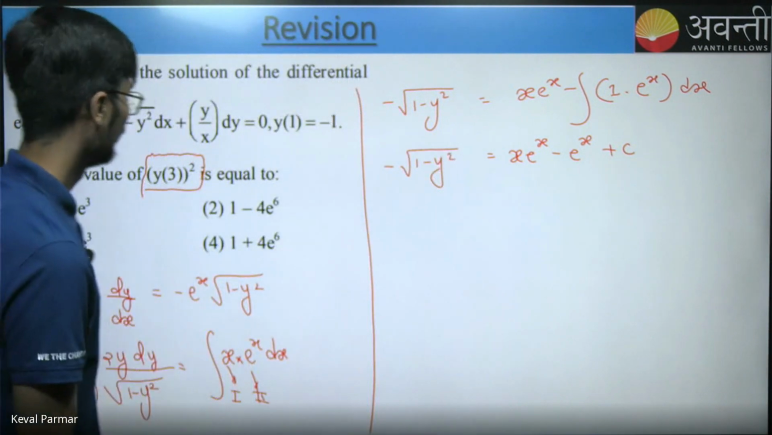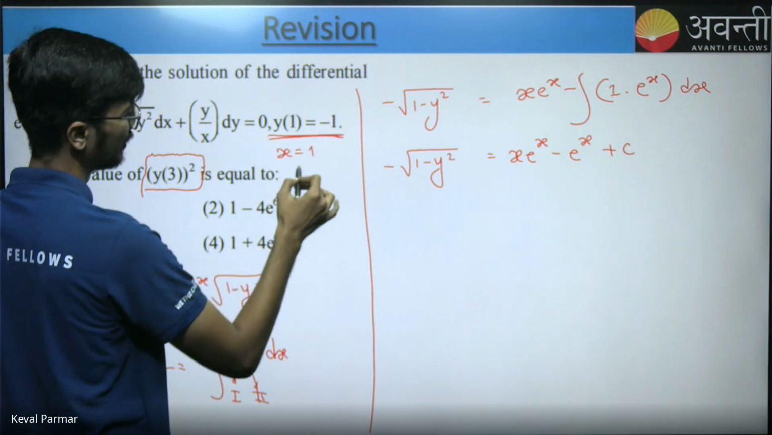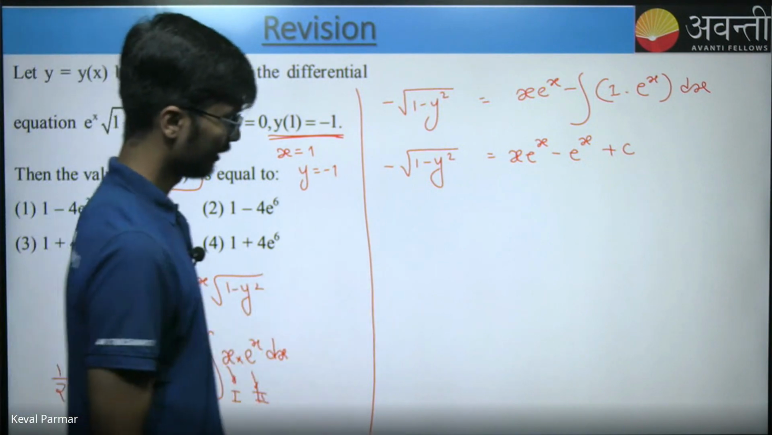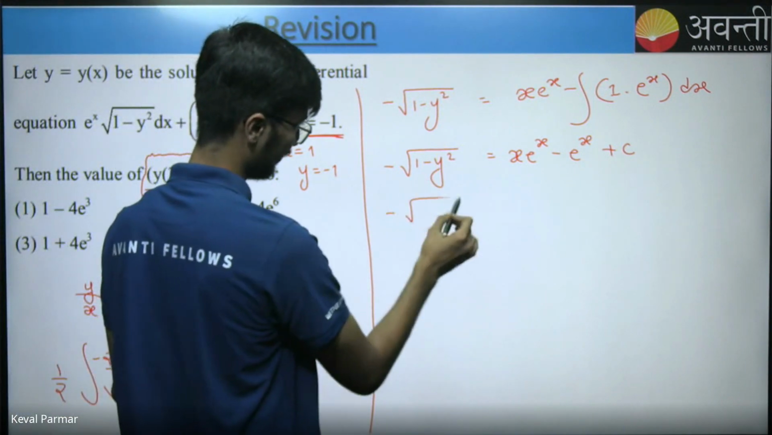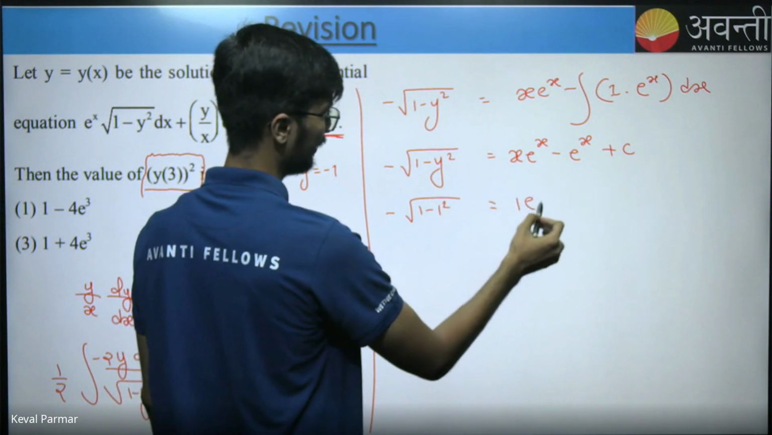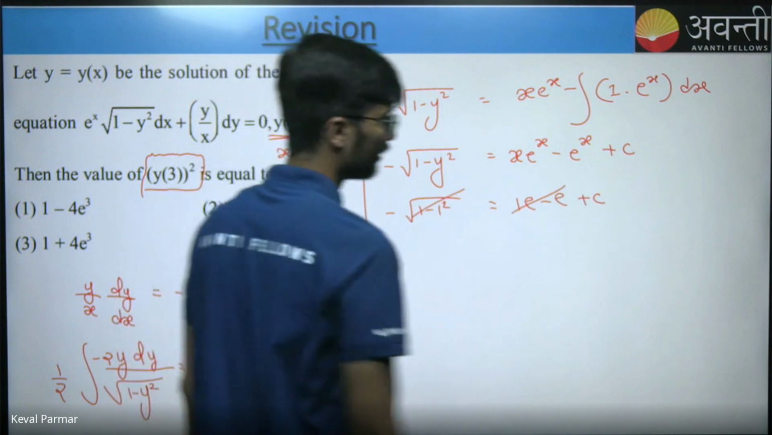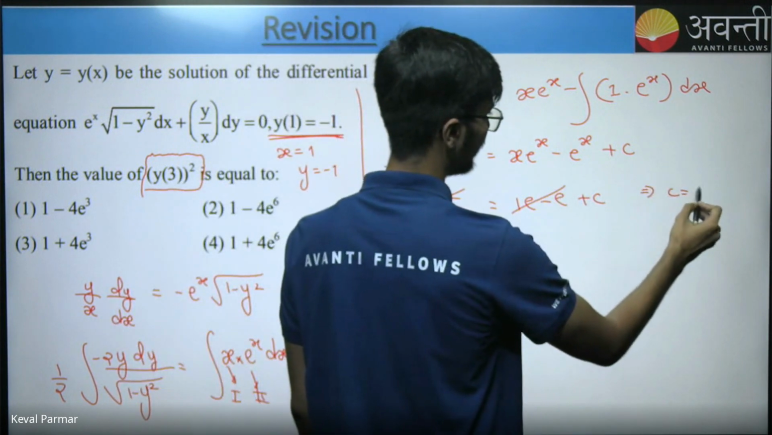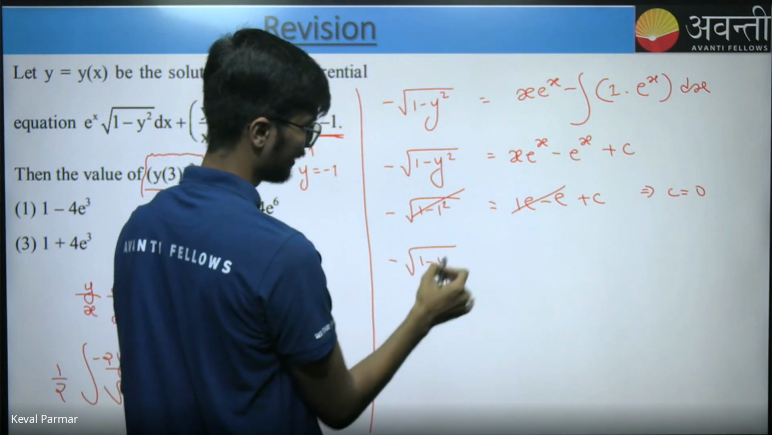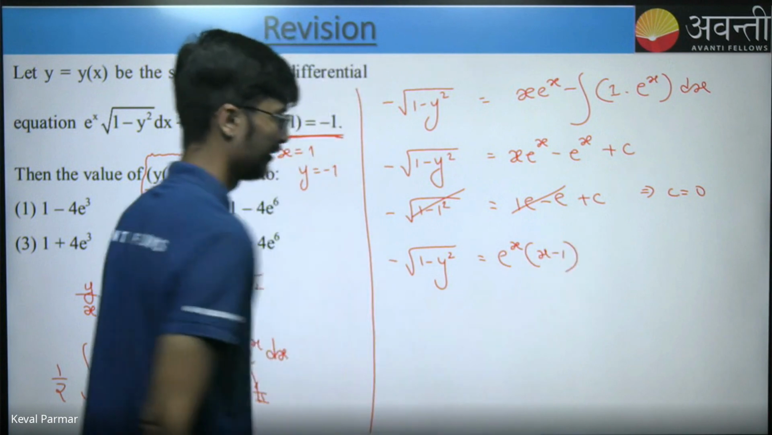Now to get the value of c, they have given this. That means x equals 1, then y equals minus. We substitute it. So we'll get minus under root of 1 minus 1 square is equal to 1e minus e plus c. This is 0, this is 0. That means the value of c is 0. So our equation is minus under root of 1 minus y square is equal to e raised to x, common x minus 1.